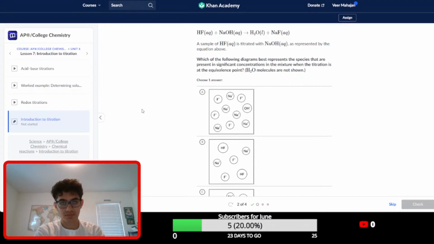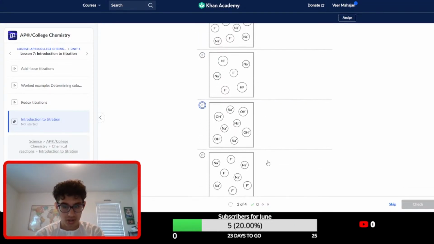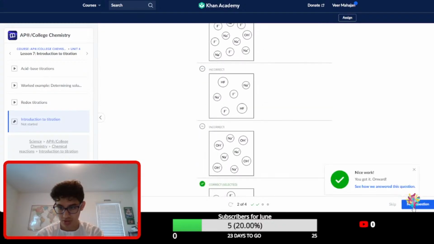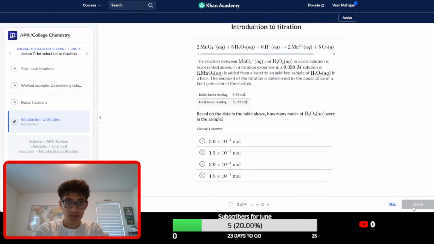Let's take a look here then. The species that are present in significant concentrations. So at the equivalence point, what happens? It's neither acid nor base, right? They've just cancelled each other out. So there shouldn't be any OH left, and there shouldn't be any hydrogen at all. So there won't be hydrofluoric acid, there won't be OH here, so it should just be this one. Great, done.